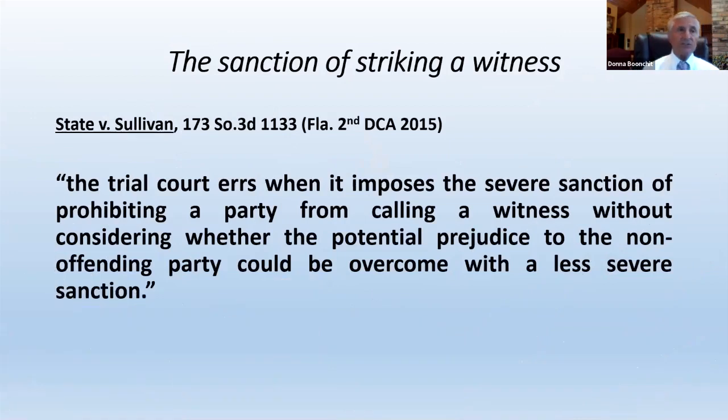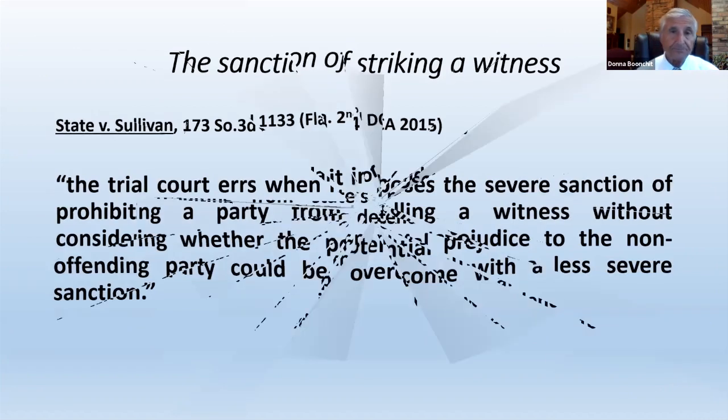Sanction of striking a witness, State versus Sullivan, 2nd District, 2015. The trial court erred when it imposed the severe sanction of prohibiting a party from calling a witness without considering whether the potential prejudice to the non-offending party could be overcome with a less severe sanction, like a continuance, or like the ability of the person to go out and depose the witness in the hallway or talk to the person ahead of time. But there can be error found.